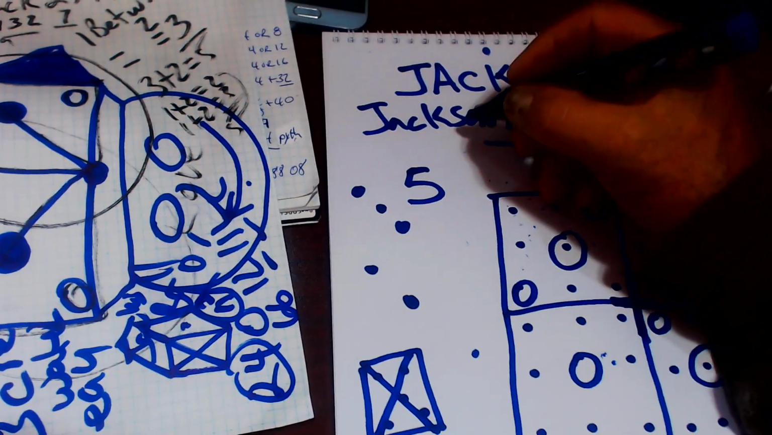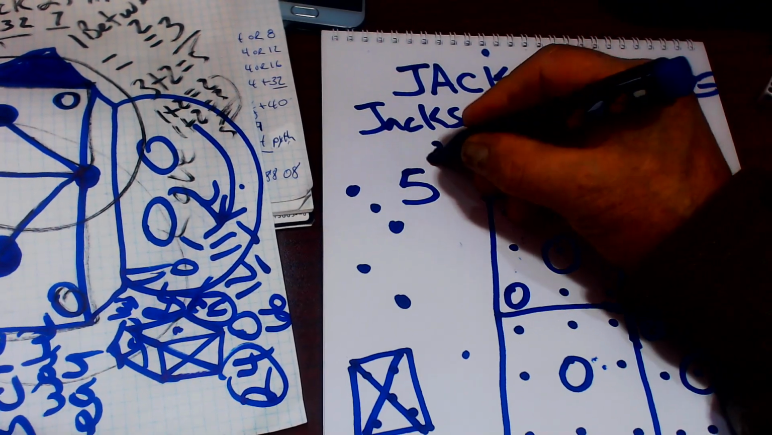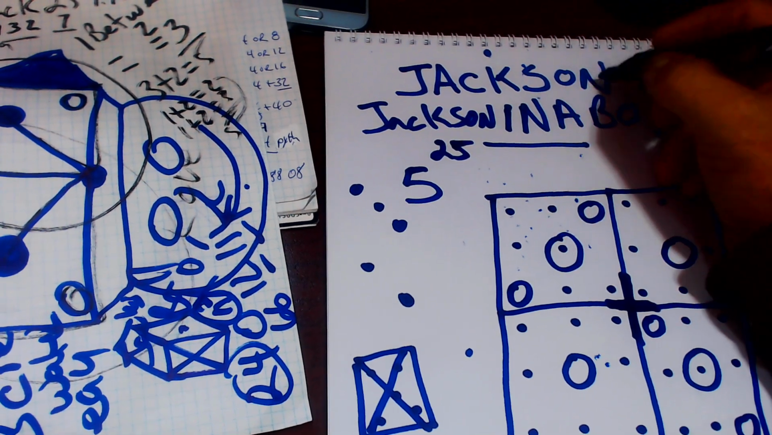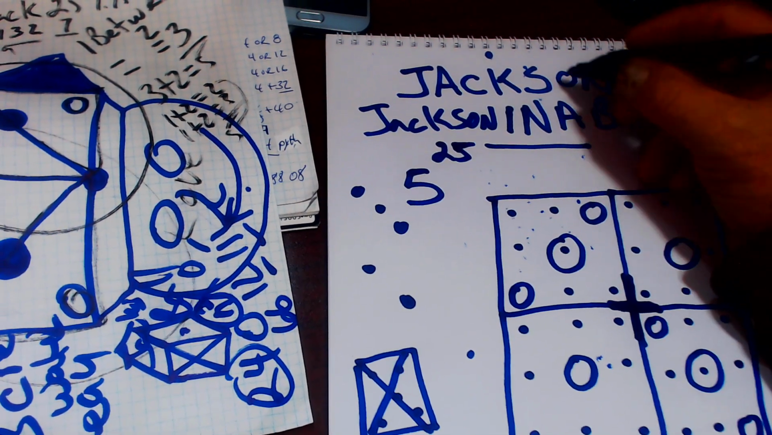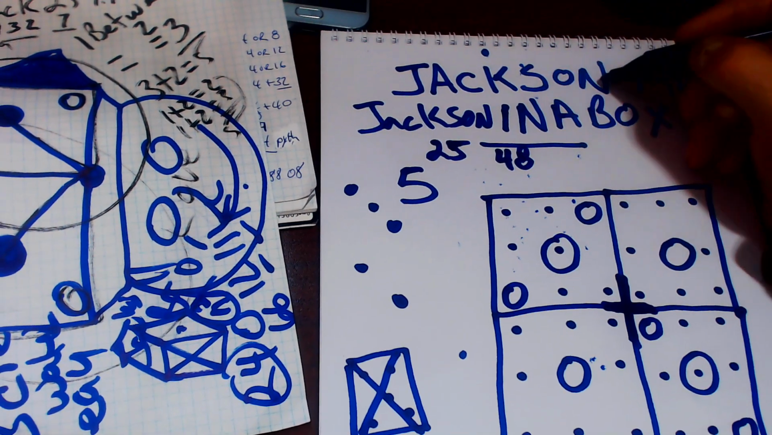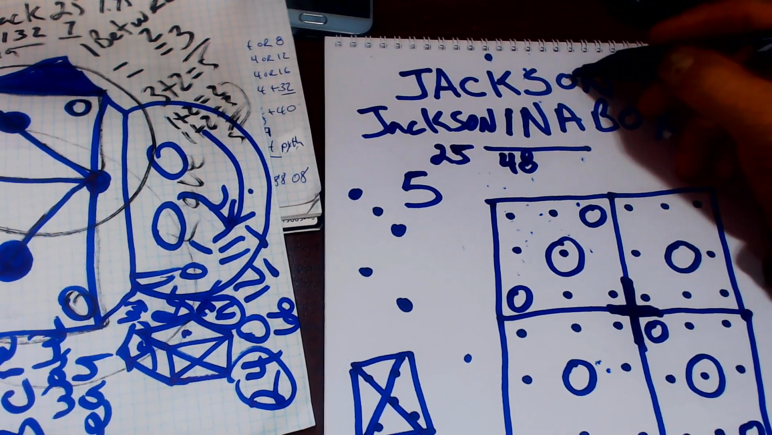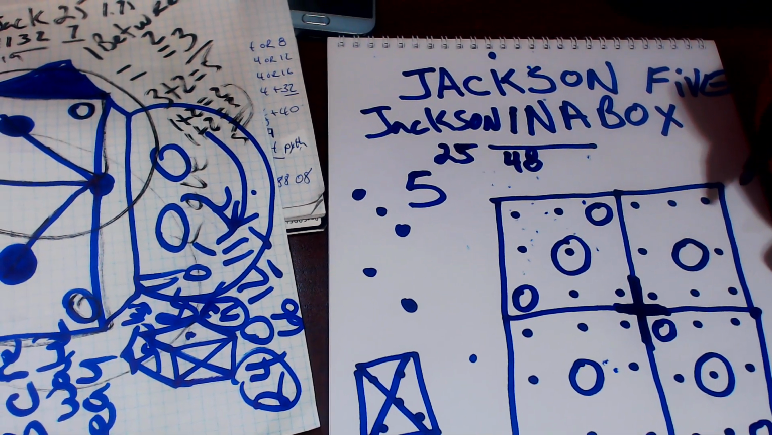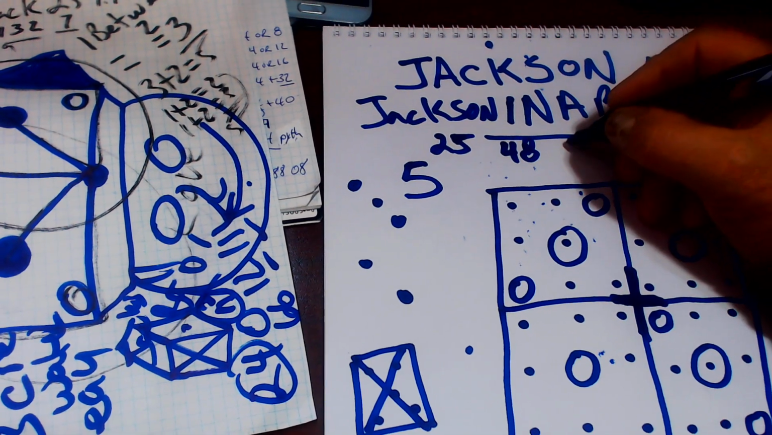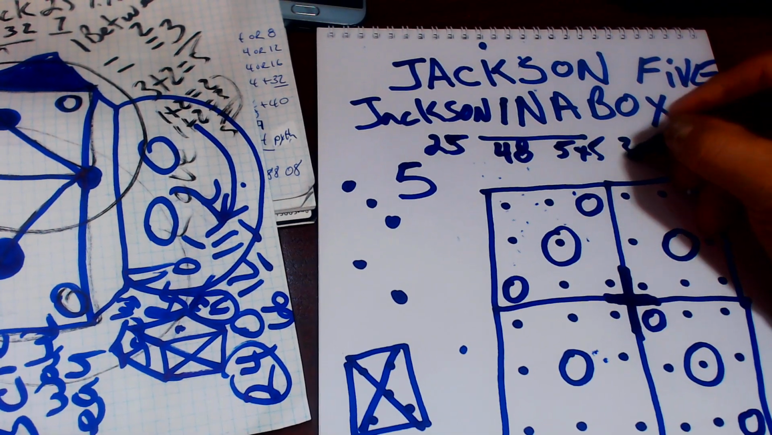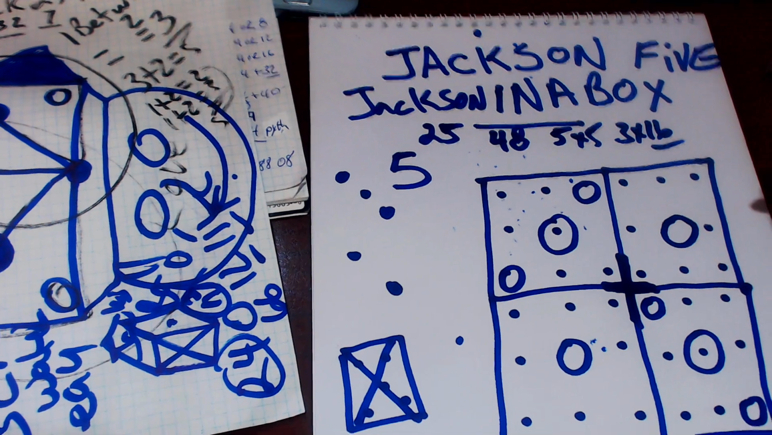Jack, the word Jack equals 25. The word sun, okay, equals a total of 48. 19 and 14 is 33, and 15 is 48. 25, 48. I just like to put the multiples out: 5 times 5 and 3 by 16.